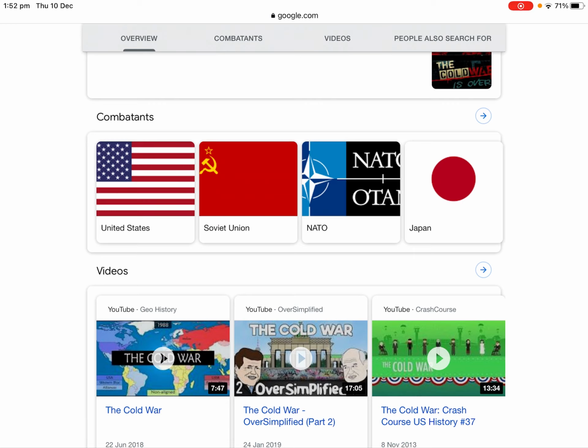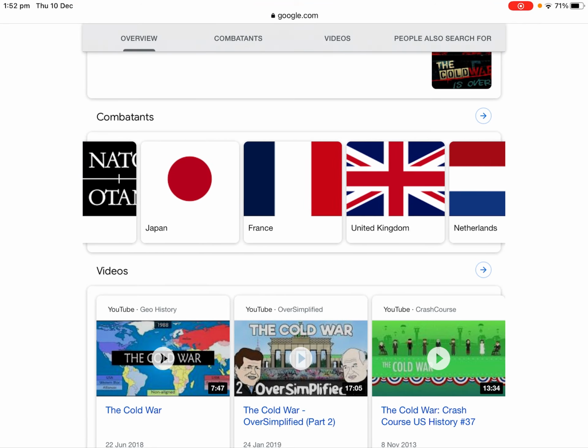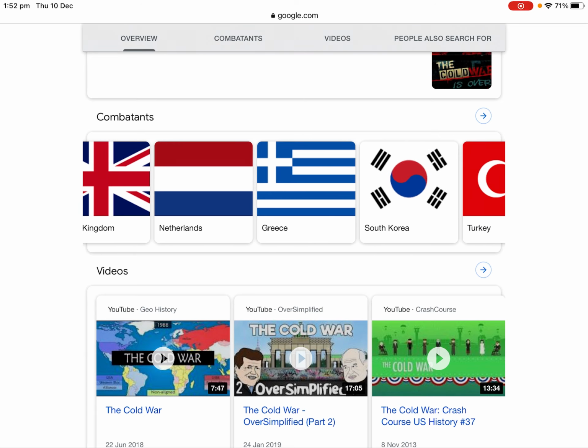These are the countries that were involved. There was the United States, obviously, and the Soviet Union, obviously. Japan was, and still is, a very close ally of NATO. France, United Kingdom, Netherlands, Greece, South Korea, because in 1950 there was the Korean War, and North Korea tried to take South Korea. They tried to unify Korea, but the US and NATO were having none of it, so they helped South Korea.